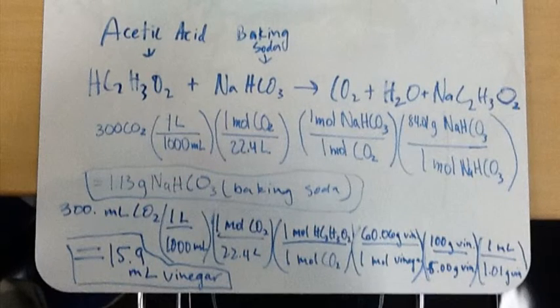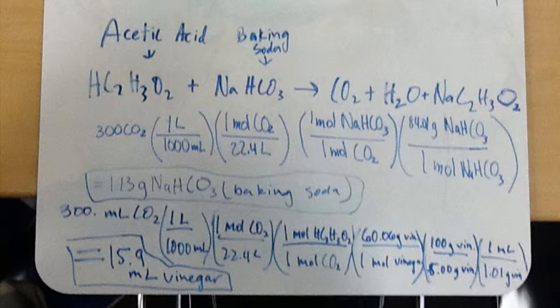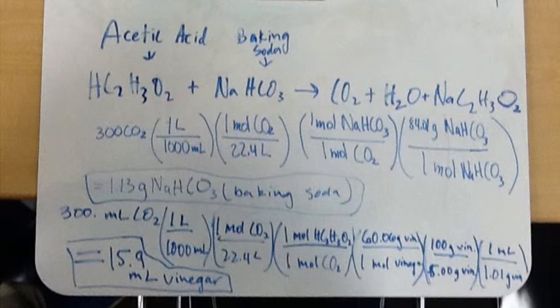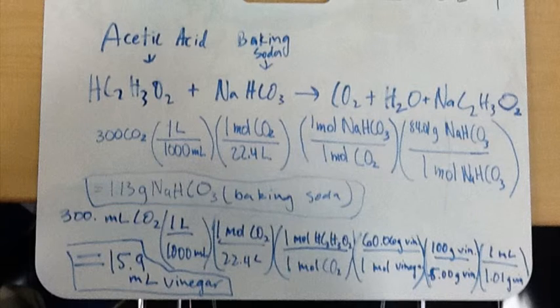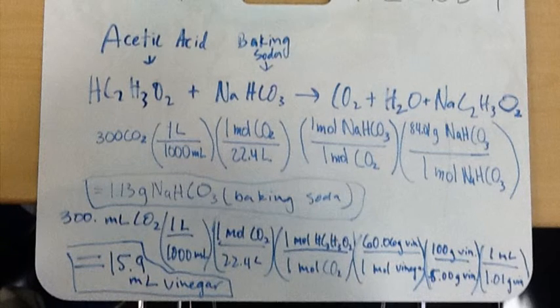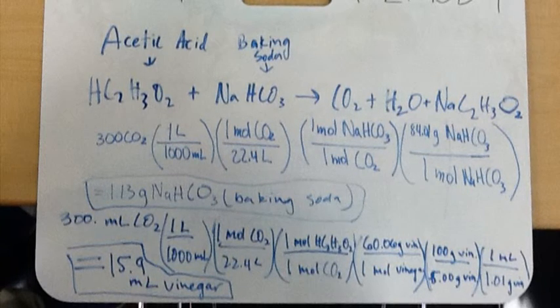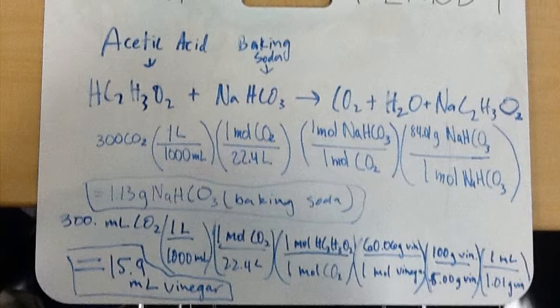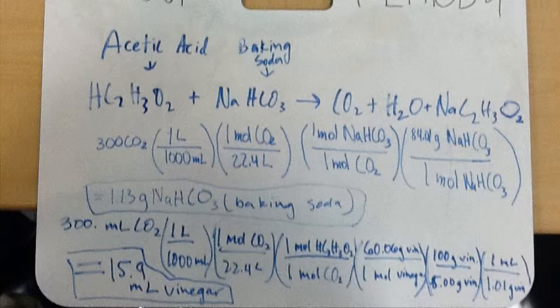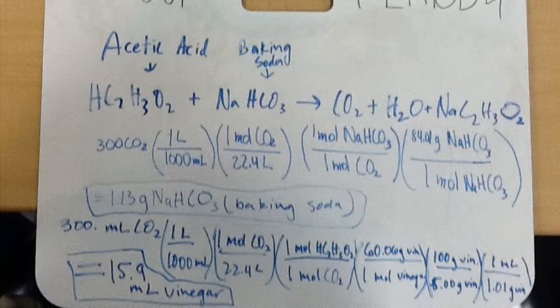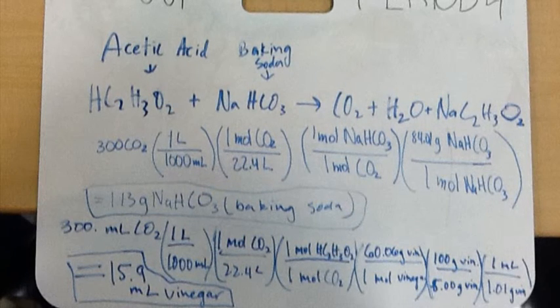For the balloon, we used vinegar and baking soda, which produced carbon dioxide, which blew up the balloon. We used 15.9 milliliters of vinegar and 113 grams of baking soda. To get the carbon dioxide, we used a milliliter to gram stoichiometry problem, which we have here.